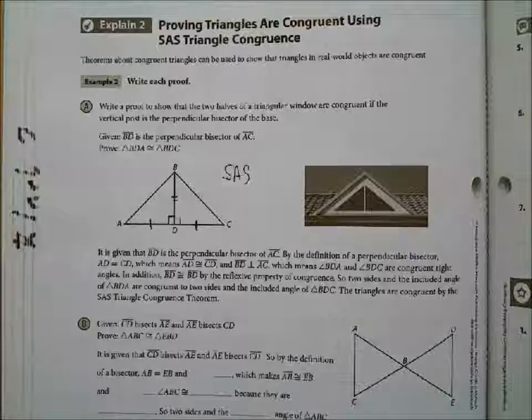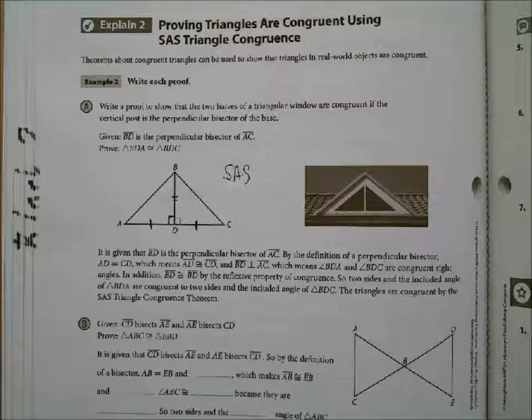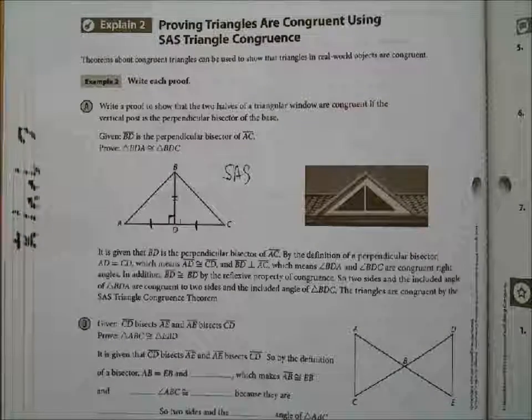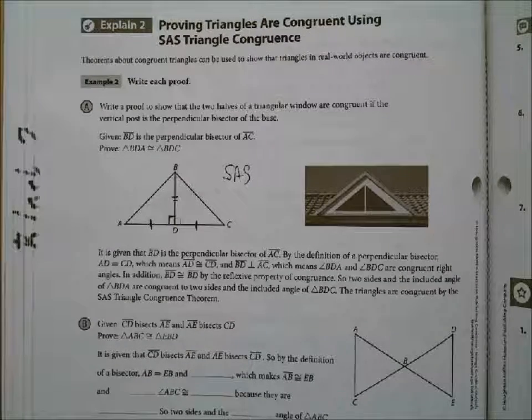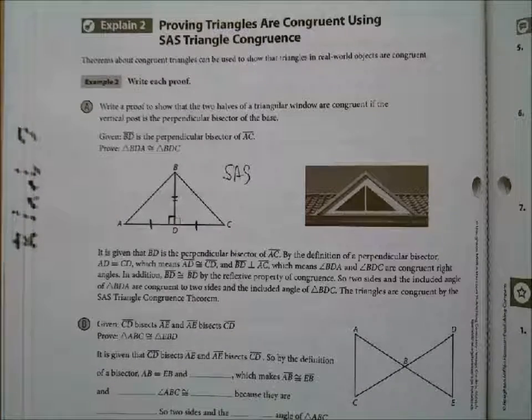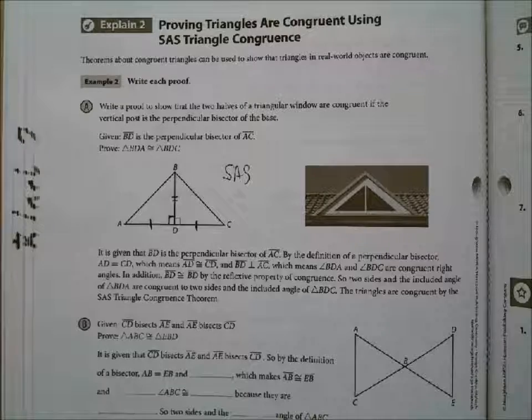Could we have used angle, side, angle here if we wanted to with the given information that we had? Could we have used angle, side, angle? So if we're going to use angle, side, angle, how many pairs of congruent angles do we need? 2. Right, Jenny, 2. Do we have 2 pairs of congruent angles in this picture? I see 1 pair right here. Do we have another pair here?